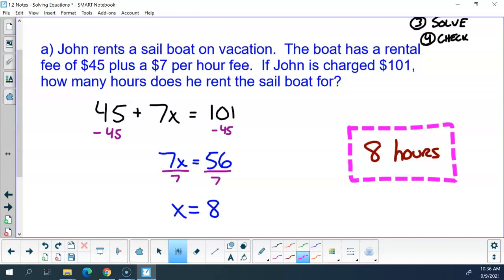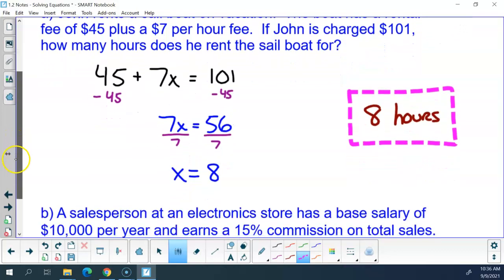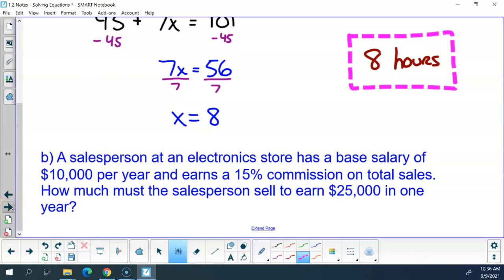Is that realistic? Like for a boat, like for $7? I just made it up. I wanted it to work out, you know what I mean? So, yeah. Usually the rental fee, like the straight up fee, that's usually a lot. Usually that's 3 digits.